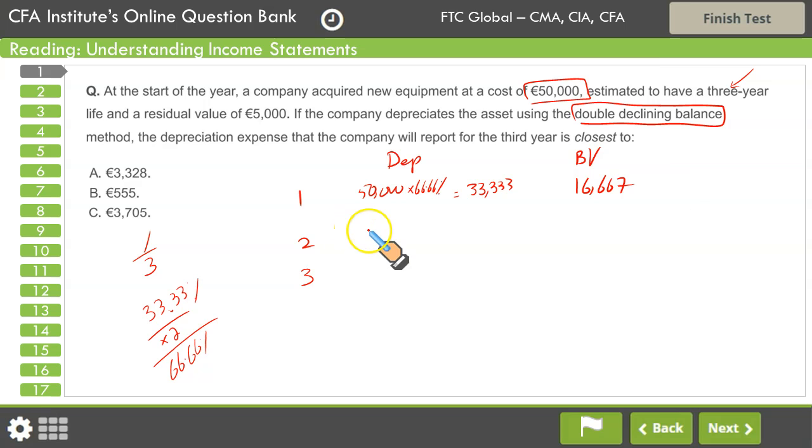We can calculate next year depreciation by just taking this first year depreciation as our base and multiplying this value with the remaining percentage. 66.6% out of 100 gives you 33.33%. Multiply this with 33,333. It will give you the depreciation for the second year.